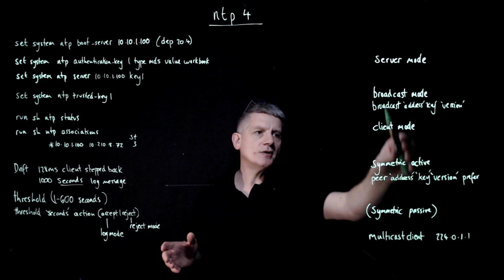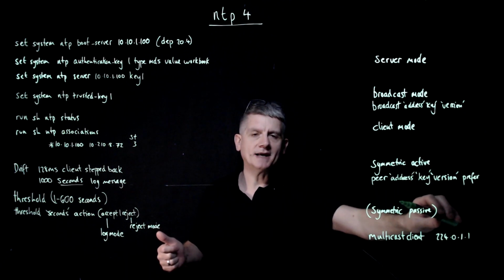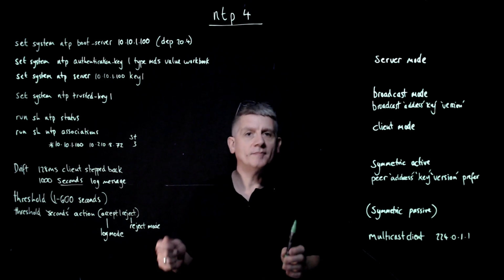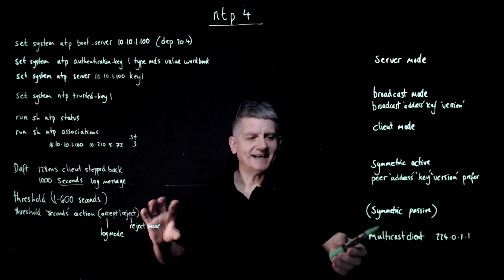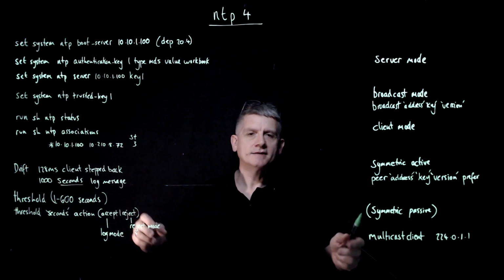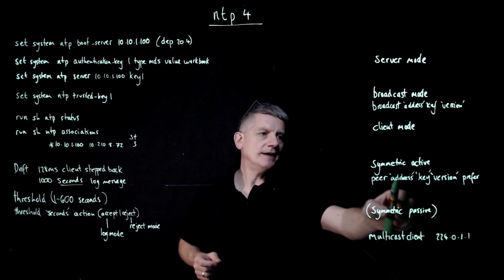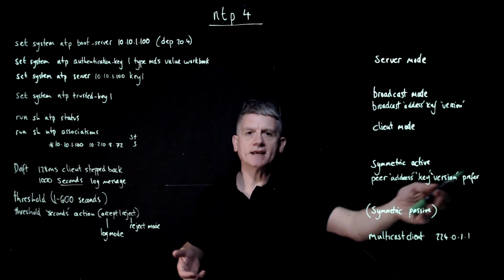Now, there's another mode here called symmetric active. In the standards, we have symmetric active and we have symmetric passive. And it's almost as if Junos is left in symmetric passive by default, because if you are in symmetric mode, either end can actually initiate it. So all that would need to happen would be a peer would need to be typed in, peer address, then the key, the version, and whether or not you're preferring this particular peer.